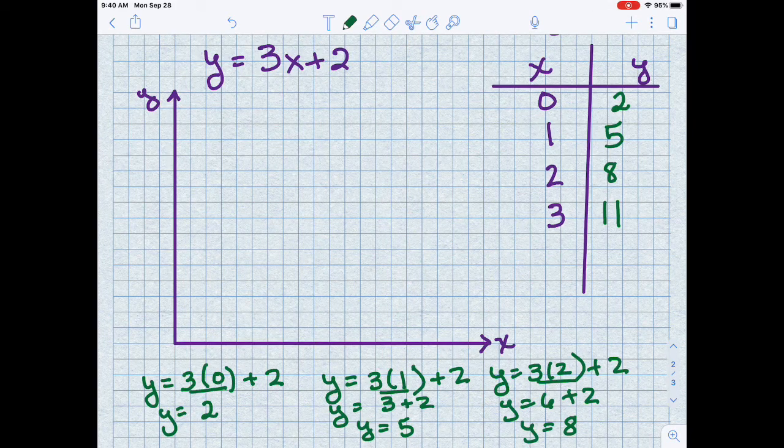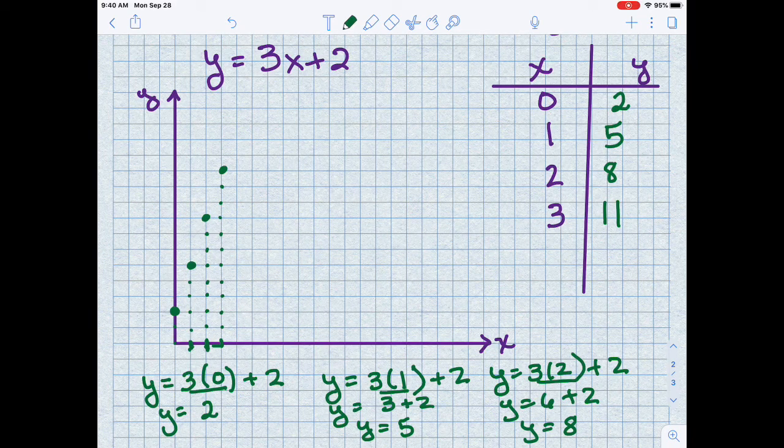All right, x is 0 is right here. Y is 2, 1, 2. It's called the y-intercept because it's crossing the y-axis. X is 1, y is 1, 2, 3, 4, 5. Where x is 2, y is 1, 2, 3, 4, 5, 6, 7, 8. And x is 3, we have 1, 2, 3, 4, 5, 6, 7, 8, 9, 10, 11.